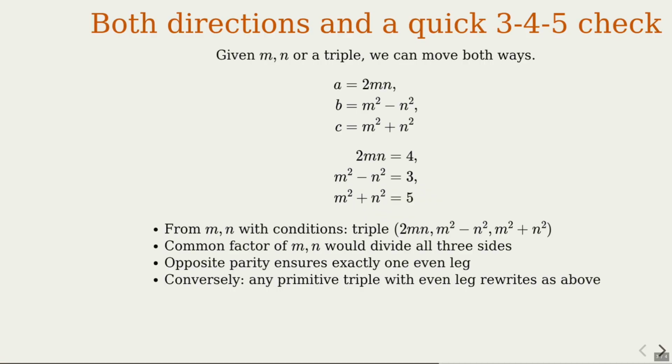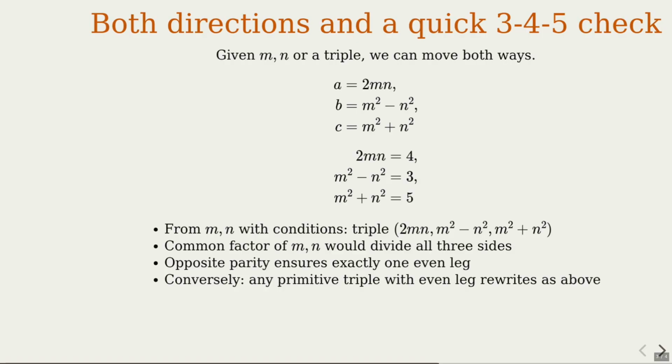Now, why does this description capture exactly the primitive triples with an even leg? First, start from m and n that satisfy the condition shown. Plugging into the formula gives a triple with legs 2mn and m squared minus n squared, and hypotenuse m squared plus n squared. Any common factor of m and n would divide all three side formulas. So insisting that m and n are coprime ensures the triple is primitive. And because one of m or n is even and the other is odd, exactly one leg comes out even.